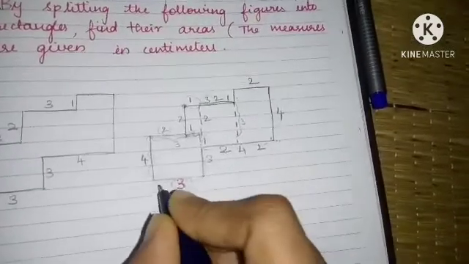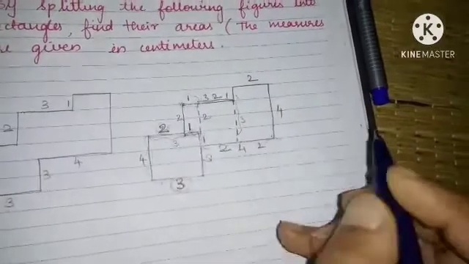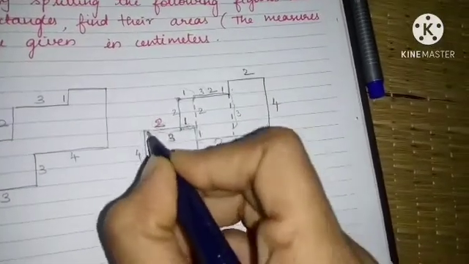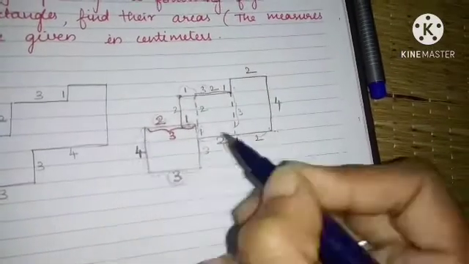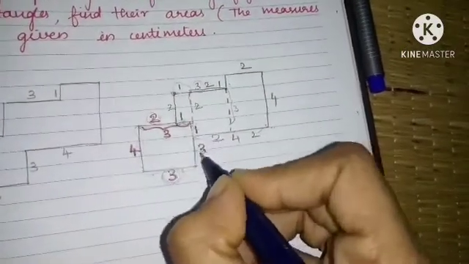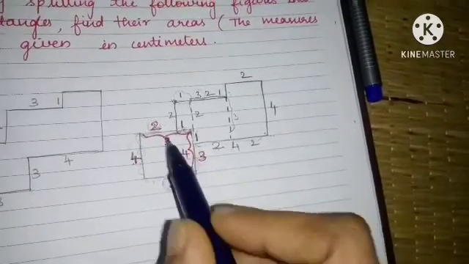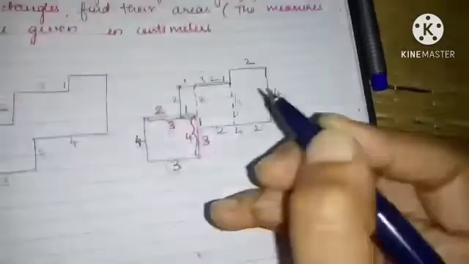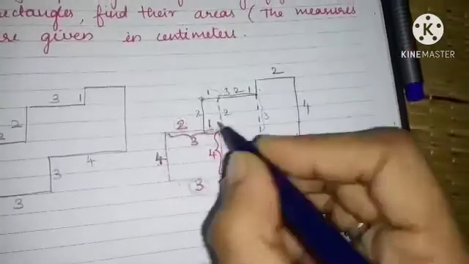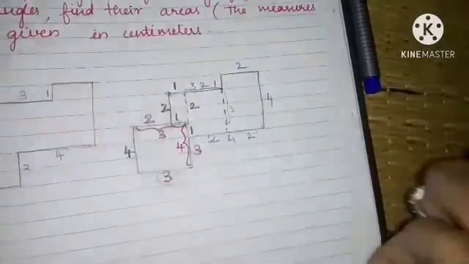So this is your breadth, 3 centimeter, and 2 plus 1 is 3 centimeter. Okay. 2 plus 1 is 3 centimeter. Next, this is 4 and 1 here 3. So here 4. So length is 4 and breadth is 3 centimeters. So this is your rectangle. Okay. Next, this is 1. So this is also 1. Here 2. This is also 2.